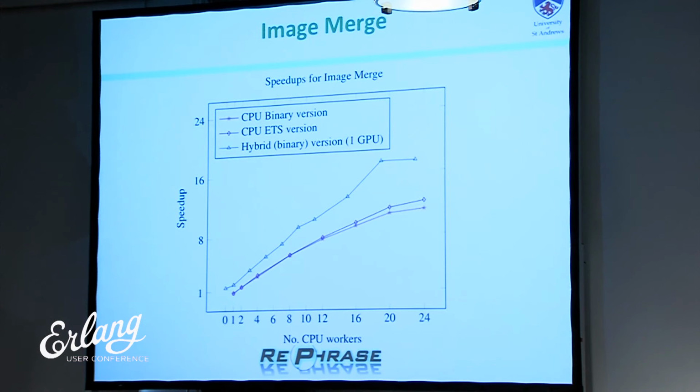And then the final version, this is slightly different. So the hybrid version here is the brown line. And we've got 2 CPU-only versions, the red and the blue. The hybrid version actually performs quite considerably better. So something like from a 10 speedup to an 18 speedup, just by adding a GPU.